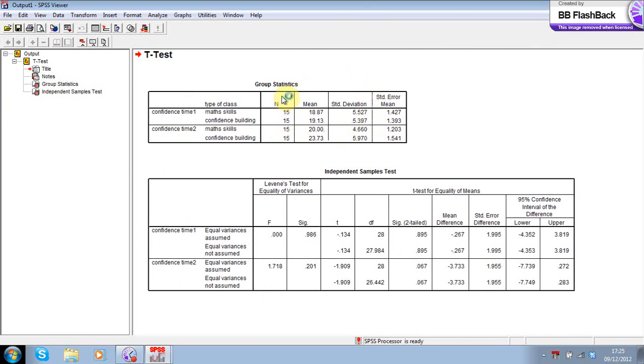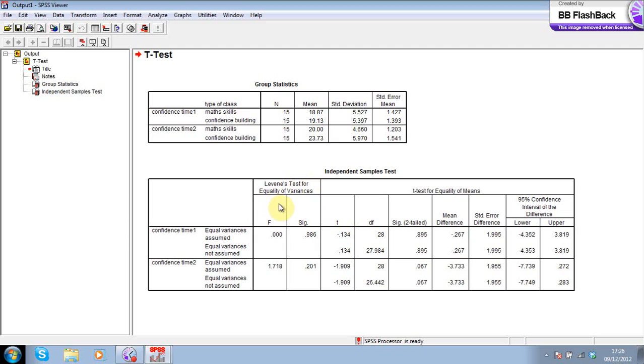The first table here shows you the mean scores for students in the two classes at time 1 and time 2, and you can see here that these means are fairly similar, so it looks like there wasn't a difference at time 1, which is as we expected. At time 2, however, it looks as though those students in the confidence building course did better on the academic confidence scale than those on the math skills course. But to be sure about that, we need to look at our statistics.